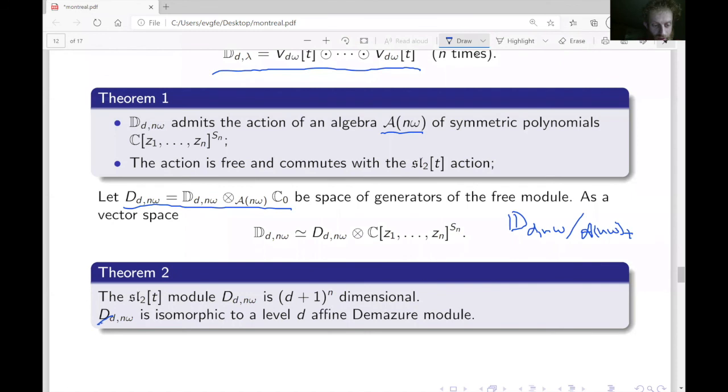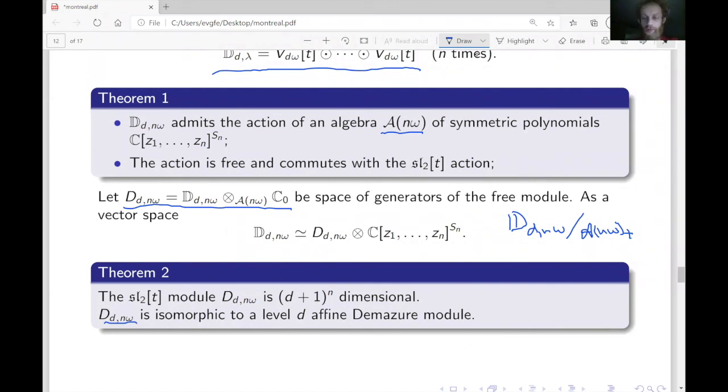And actually, you can say a lot about this module. For example, the dimension of this module is D plus 1 to the n. You can also compute its character, but what's important is that this is indeed the Demazure module and the level corresponds to the degree of our initial curve.